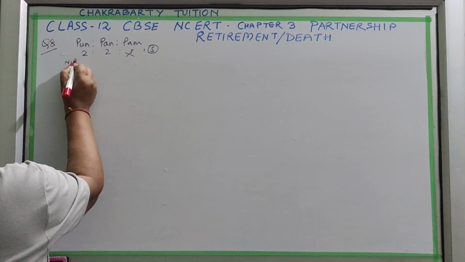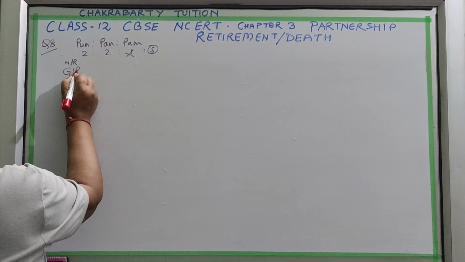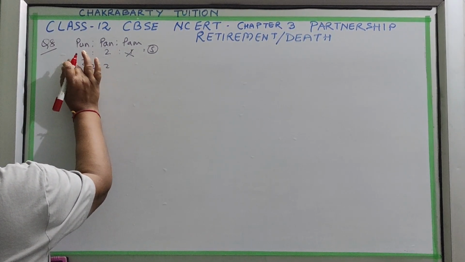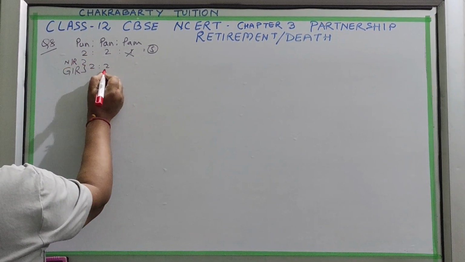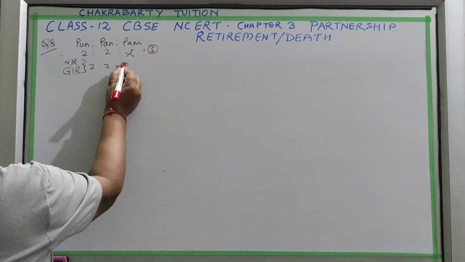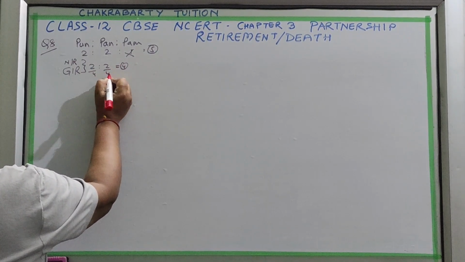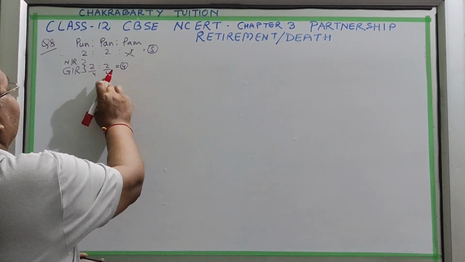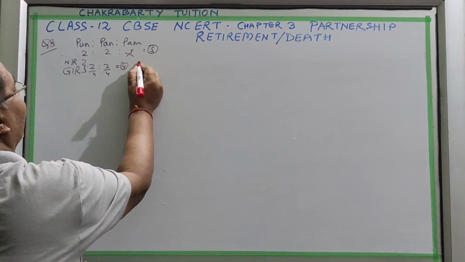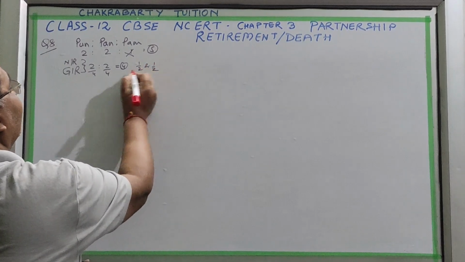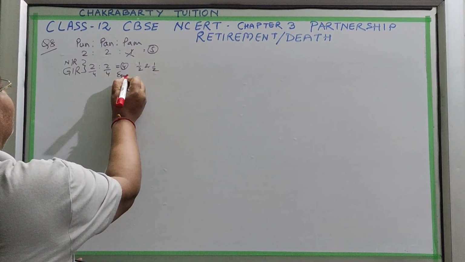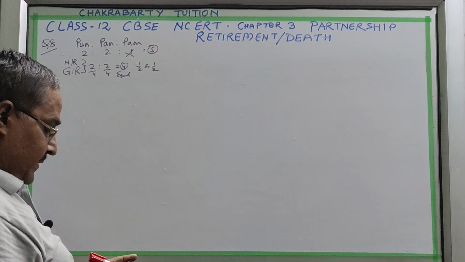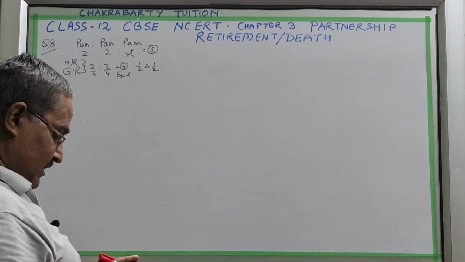New ratio or gain ratio will be equal, 2:2. Means 2/4 and 2/4. Equal ratio they will get. Means 1/2 and 1/2, half and half. Equal will be their new ratio. So in the question they have asked to prepare Pammi's executor's account.